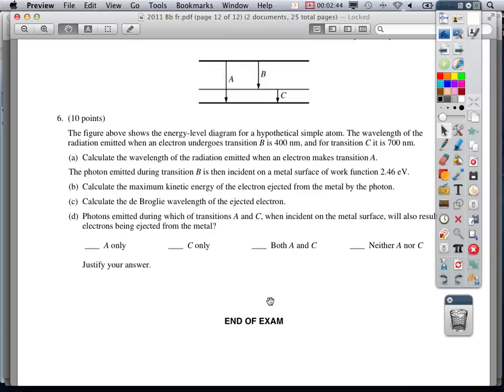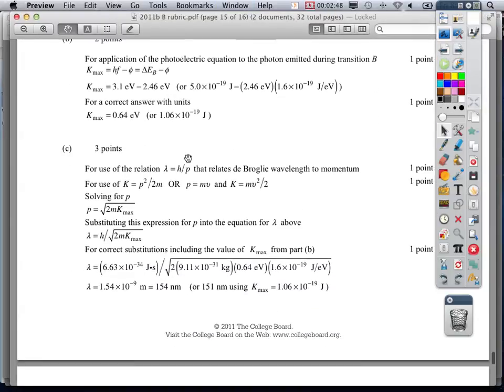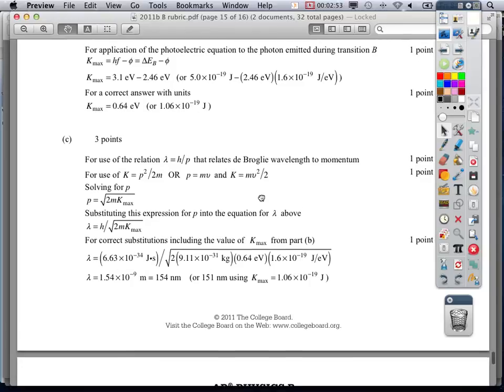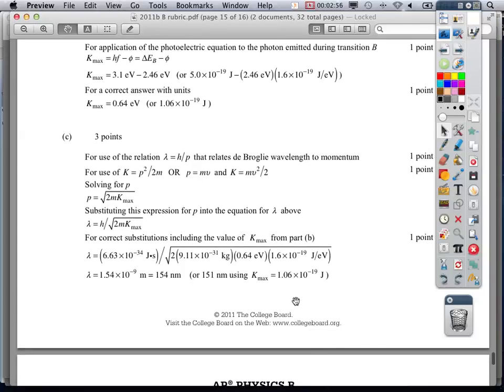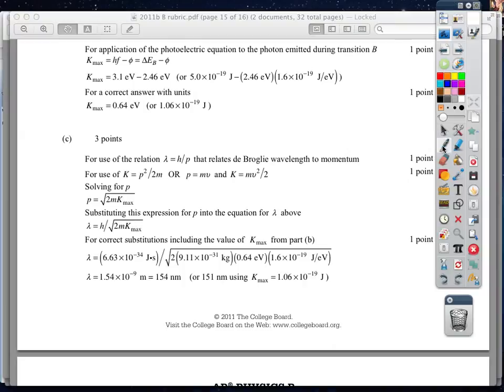Calculate the de Broglie wavelength of the ejected electron. So we just calculated the energy of the electron. And then what they said in an admittedly strange thing, I'm wondering why. So they want the momentum. Oh, I see. Okay. Because the de Broglie wavelength equation is lambda is Planck's constant over momentum, they use the kinetic energy to calculate the momentum.